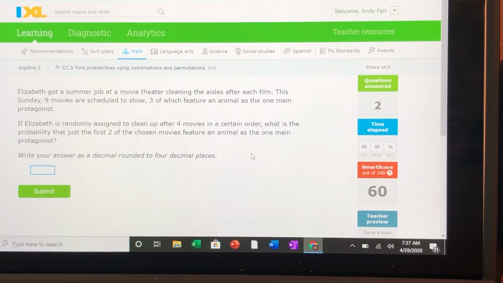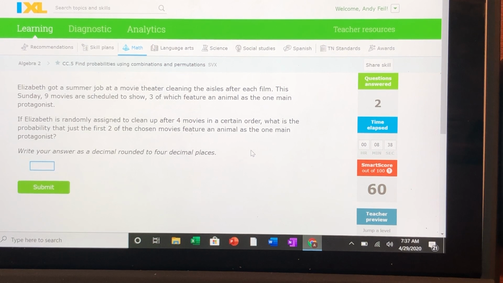So take your time setting these up. It will pay off in the end. All right, let's try another one. We're up to 60. We're trying to get to 80.